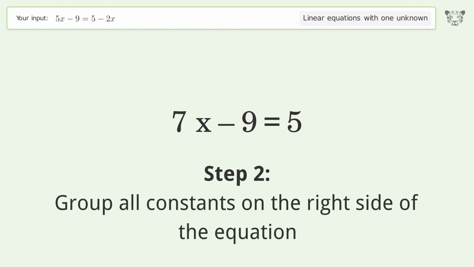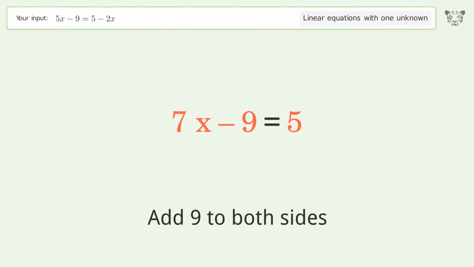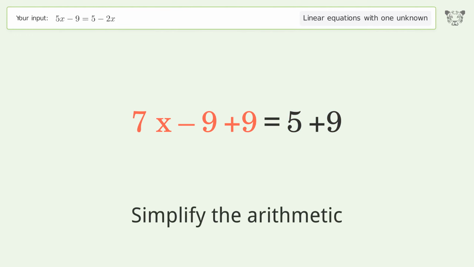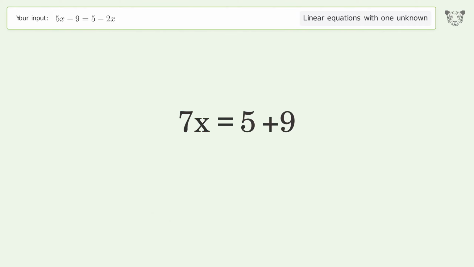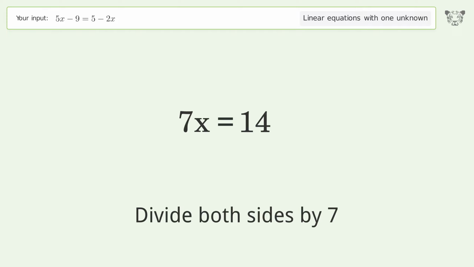Group all constants on the right side of the equation. Add 9 to both sides. Simplify the arithmetic. Isolate the x. Divide both sides by 7.